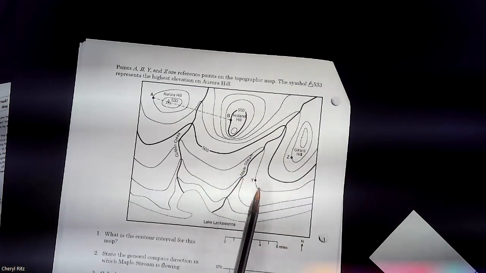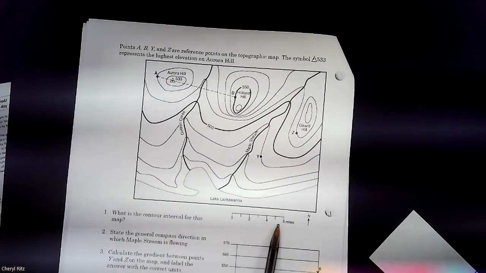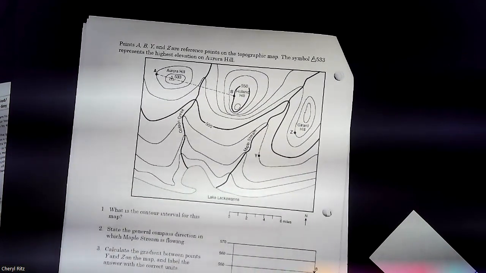We got some creeks. We've got Lake Lackawanna. And we got it in miles. They do not tell us what they go up by though. In fact, that's question number 1. What is the contour interval of this map? How'd you know? Wait.